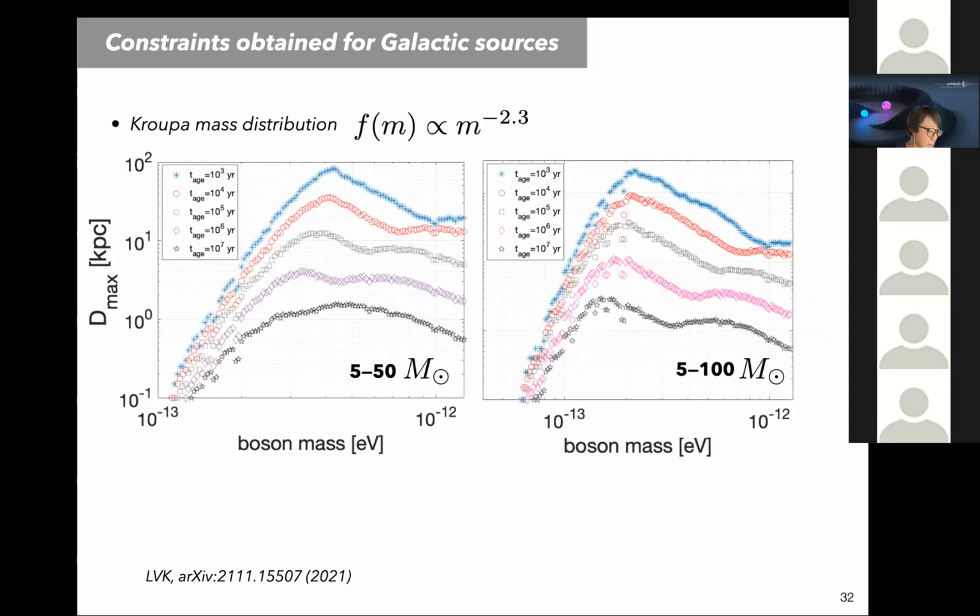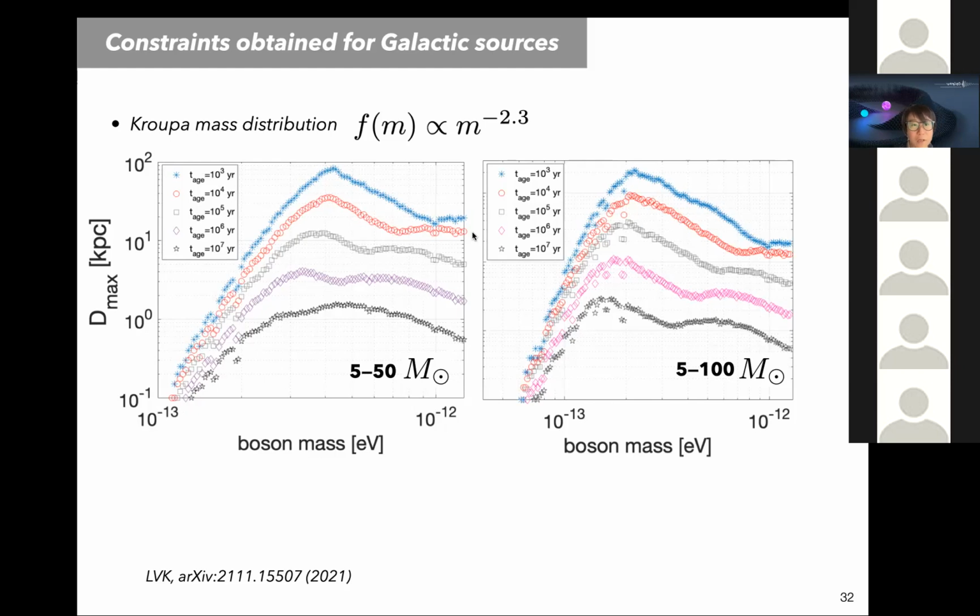Alternatively, we can derive the maximum distance we can reach as a function of the boson mass. Here, the left and right plots stand for different assumptions of the maximum black hole mass in our galaxy, cut off at 50 solar masses or 100 solar masses, and we assume this mass distribution relation here. Generally, the mass distribution does not have a significant effect on these constraints, but more significantly, the different markers or curves come from different assumptions of the black hole age. So again, for older black holes, the emission is expected to be weaker, and we can only reach a very small distance. But for younger ones, we can reach a larger distance.